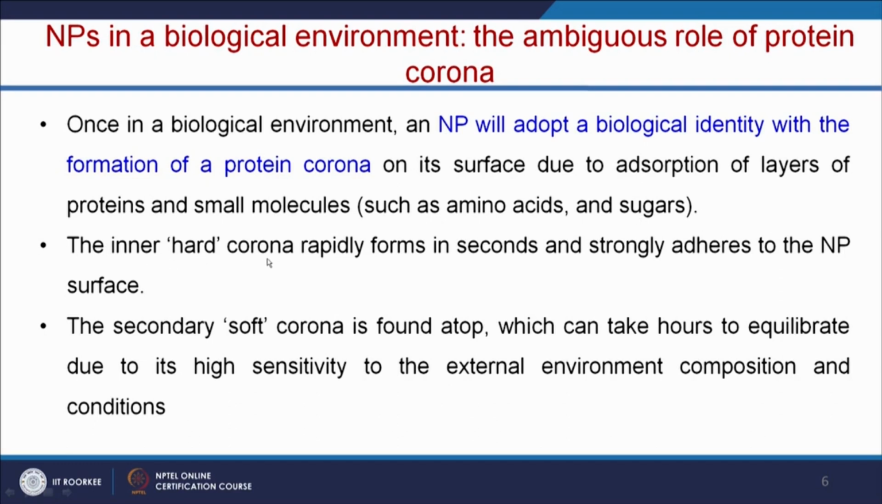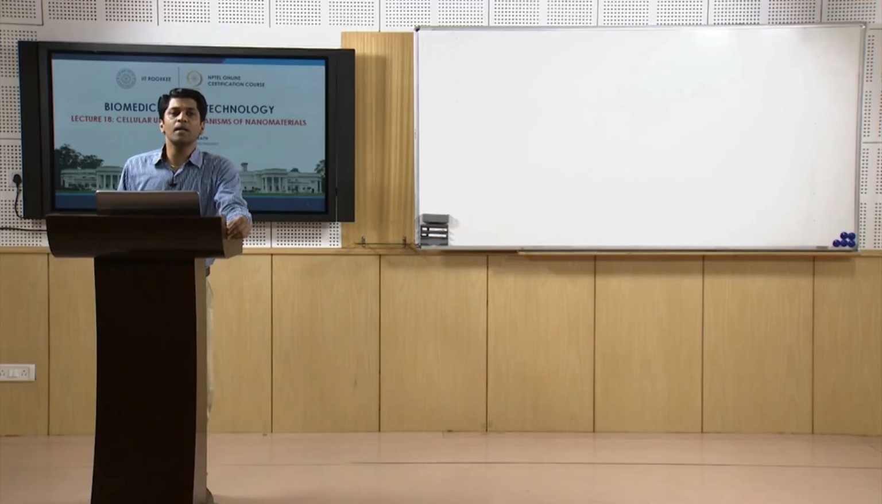The inner hard corona rapidly forms in seconds and is strongly attached to the nanoparticle surface, and the secondary soft corona is found atop, which can take hours to equilibrate due to its high sensitivity to the external environment composition and conditions. So once the nanoparticle enters into the cell, there will be formation of protein corona. Proteins and amino acids will form a layer on top of this nanoparticle. The first layer is called the hard corona, which is strongly attached to the nanoparticle, followed by the soft corona.